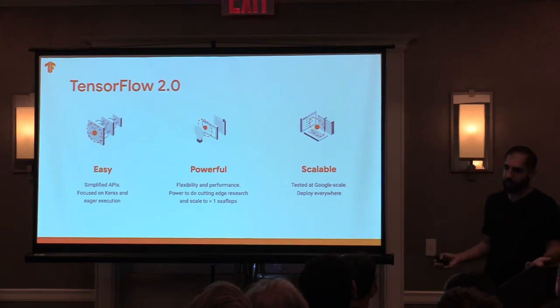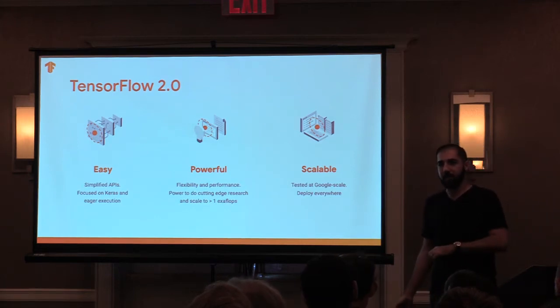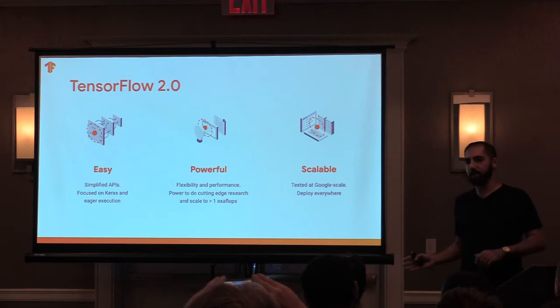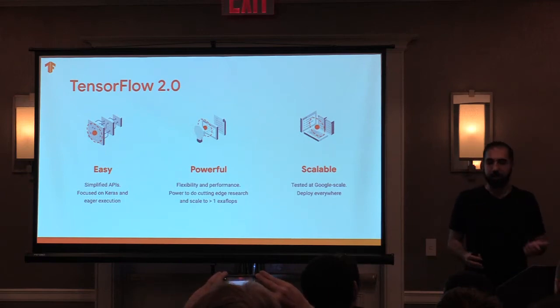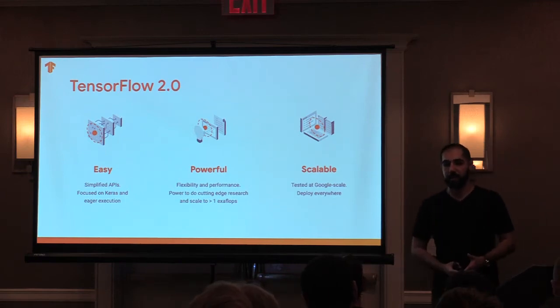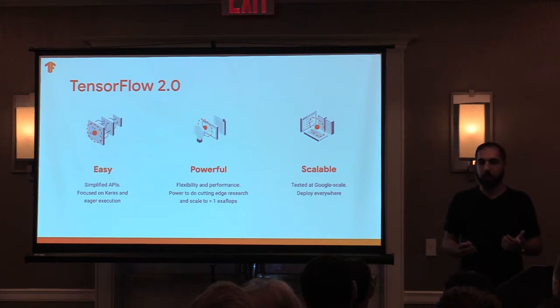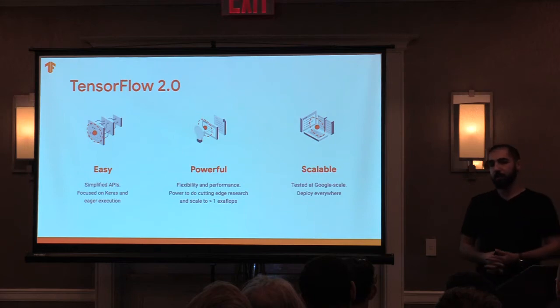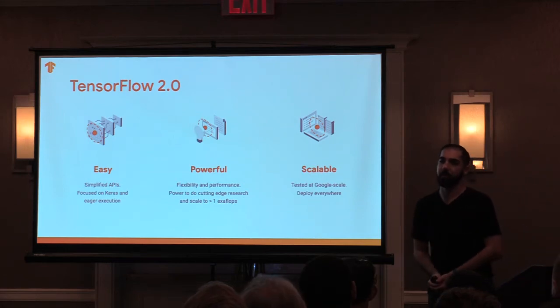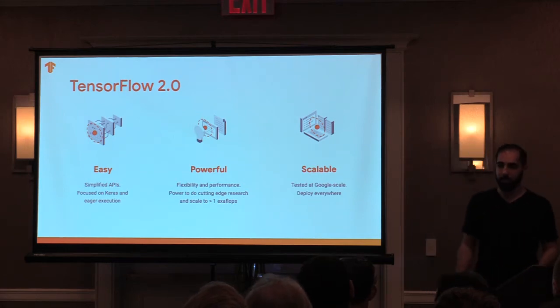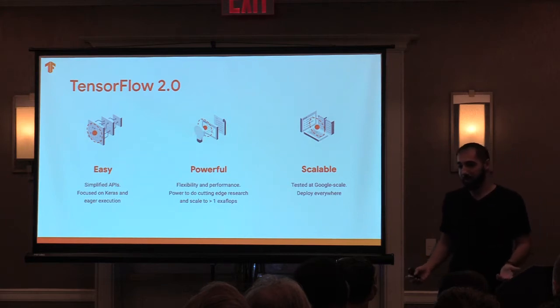One of the first things we did was simplify the APIs. We took out a lot of the stuff that's just not fun or necessary to use, and we've either gotten rid of it or consolidated it to have 1 or 2 good ways to do a certain thing instead of 5 or 6. We've also focused on using Keras as our high-level API, and for those of you who have used Keras before, it's personally my favorite framework to use. I think it's a lot of fun, and I hope you all agree.